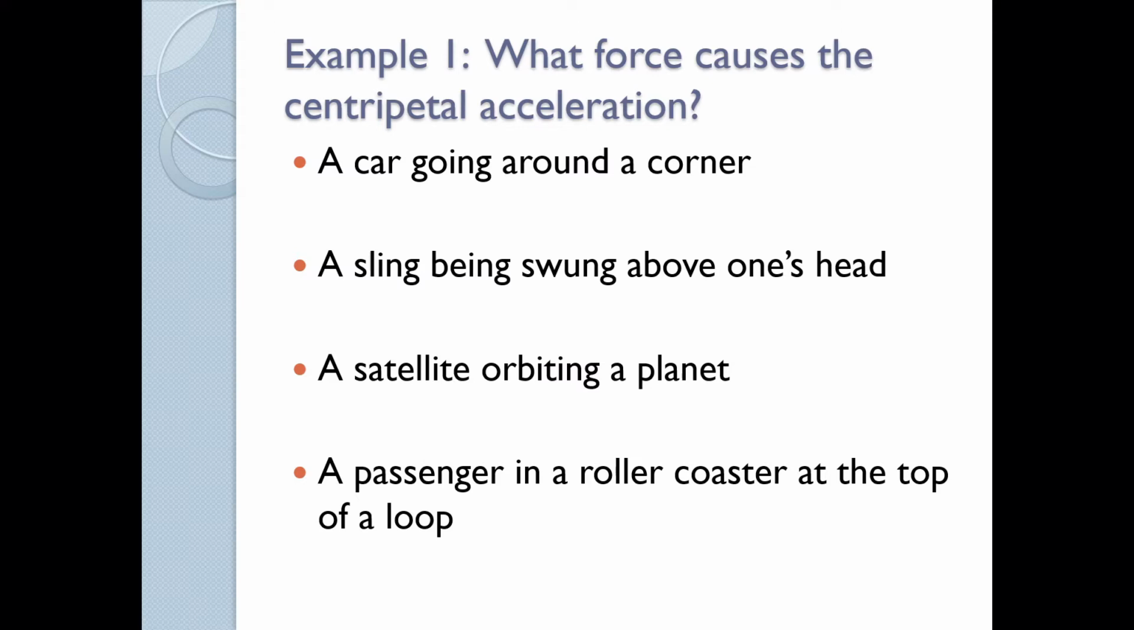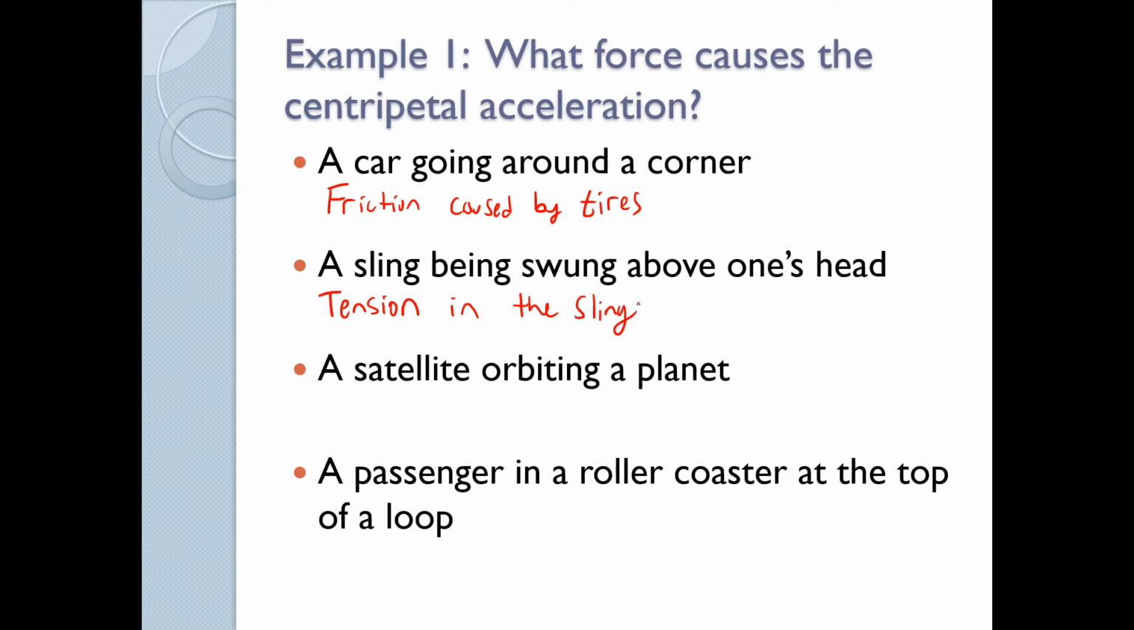All right, so the car going around the corner, the force that causes this car to go around the corner would be the force of friction caused by the tires. If the tires did not cause this friction, then there's no reason for the car to be traveling in a circular motion. If you're swinging a sling above your head, the centripetal force that keeps the sling moving in that circular motion would be the tension in the sling.